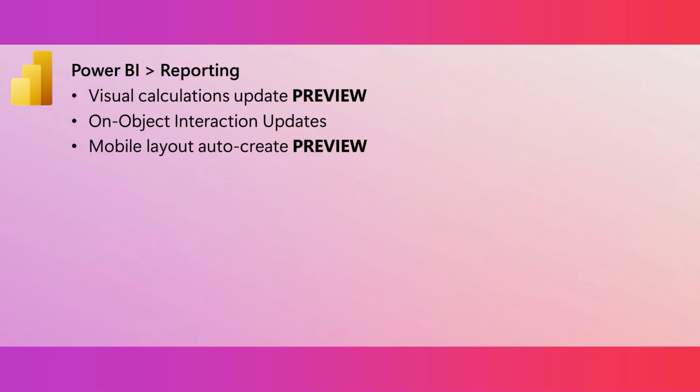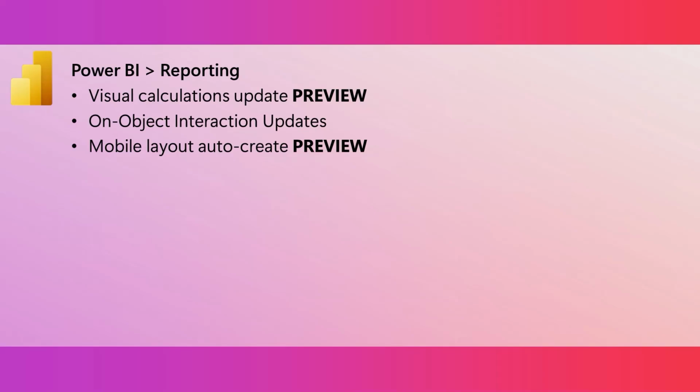You can now add and edit visual calculations on the service. To add, just select New Calculation from the context menu on a visual after you publish a report. And if you have a report that you already published that has visual calculations, then you can get to the Visual Calculations Edit mode just by selecting a visual calculation and then choosing Edit Calculation.